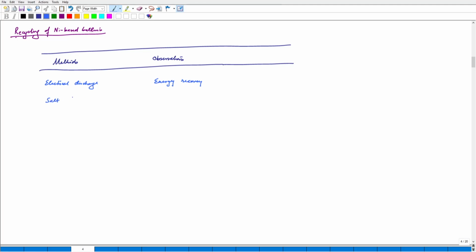If we use salt solution, we discharge it. It is low cost, but it leads to effluent generation. Cryogenic treatment. Safe. So one of the most important aspects is that it is pretty safe, but it is highly expensive and energy intensive.